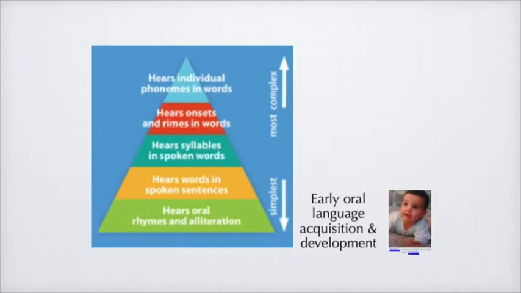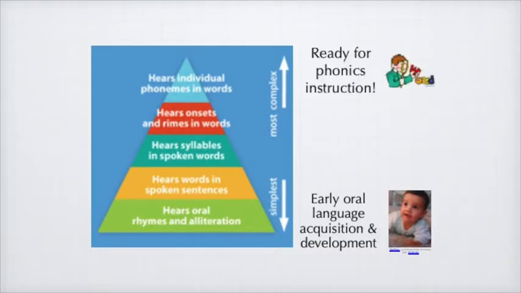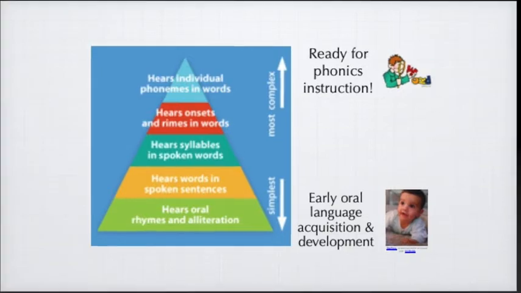The earliest and simplest skill in phonological awareness is hearing oral rhymes and alliteration. This occurs early on in the child's language acquisition and development. As the child's oral language develops and his or her phonological awareness expands, the skills he or she acquires become more complex. When the child can identify phonemes and match them to letters, aka the alphabetic principle, then he or she is likely ready for phonics instruction.